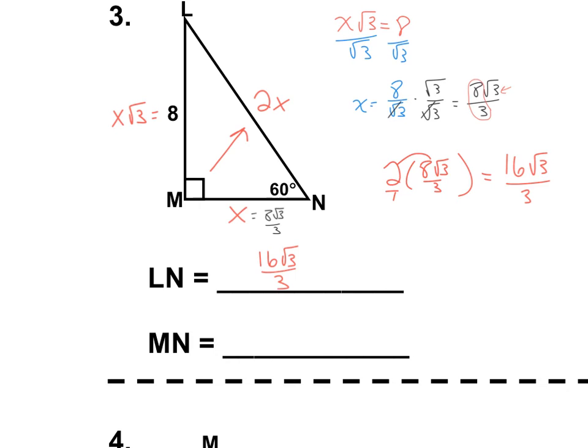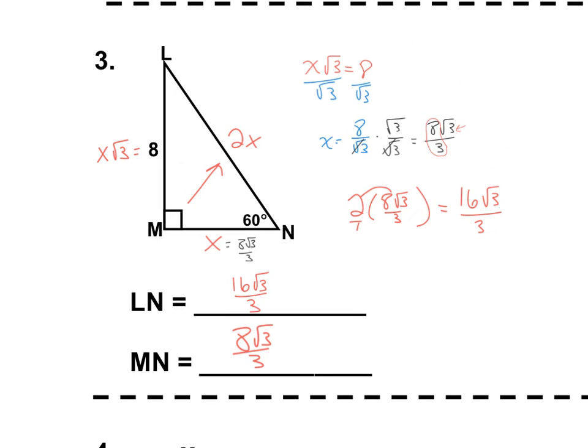And then I guess I didn't fill in the bottom one. That was what? 8 square roots of 3 over 3? Sorry. So that can be kind of tough. We can talk about that in class. Sometimes just doing a few will help you out.